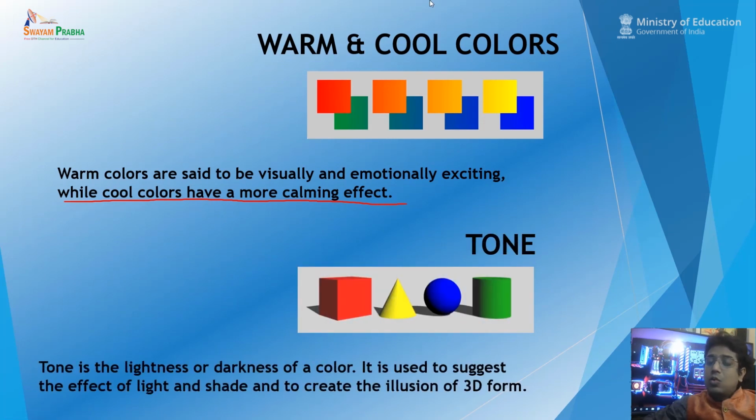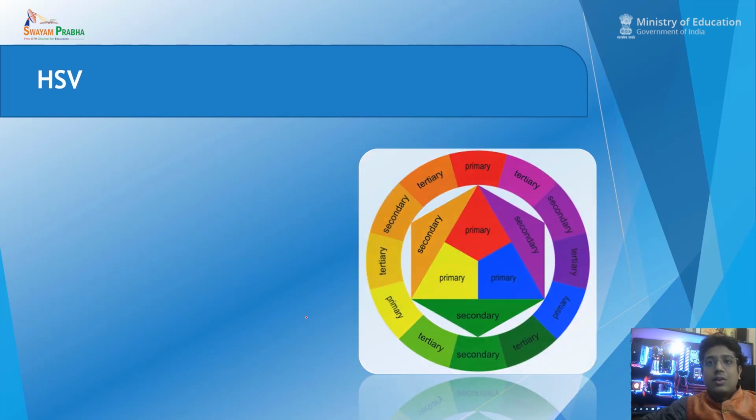If you are talking about tone, what does it mean? The lightness or the darkness of the color is called the tone, right? Usually we use tone while creating a 3D form. When shade comes in, it creates an illusion that makes depth, right? So I hope the things are clear with respect to tones, warm colors and cool colors.